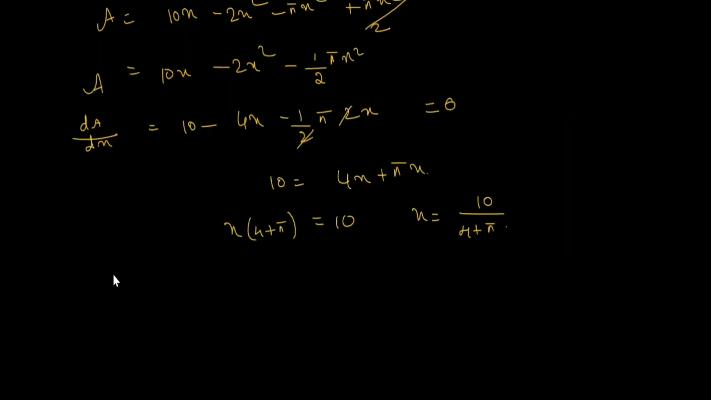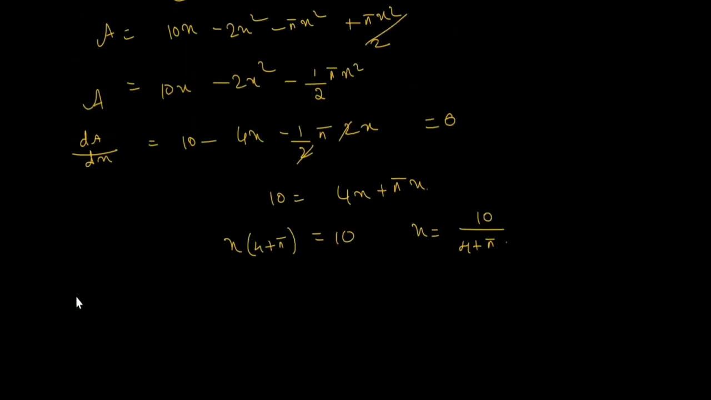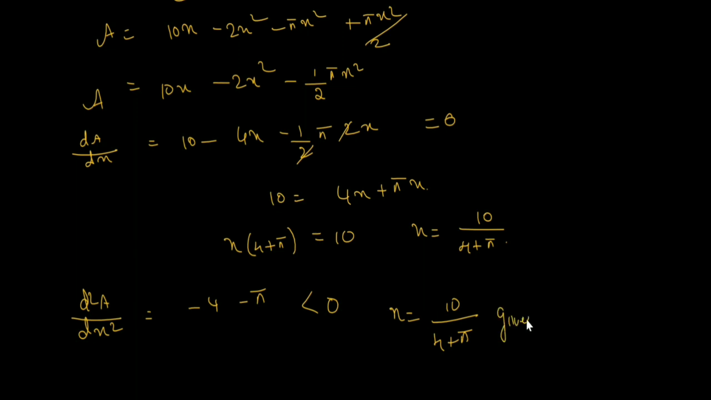d square A by dx square. We have to differentiate this function again. Differentiation of 10 is 0, derivative of minus 4x is minus 4, derivative of minus pi x is minus pi. Minus 4 minus pi is less than 0. So x is equal to 10 by 4 plus pi gives maximum area. This gives maximum area.